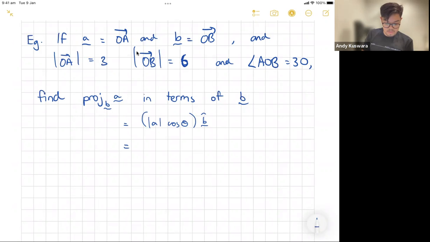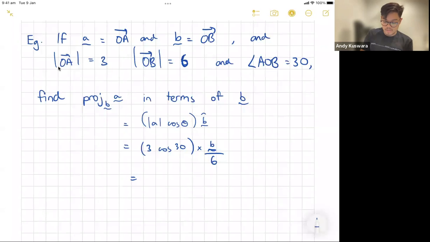Find the projection of this one. Now here, all I really need is I know the length of OA is 3, so that's going to be 3. And then it'll be cos theta, which is going to be 3 times cos 30. And then times the unit vector of B. So I don't know what B is, but I know to make it a unit vector, I'm going to have to divide it by its length, which here we've said is 6. So I'm going to divide it by 6.